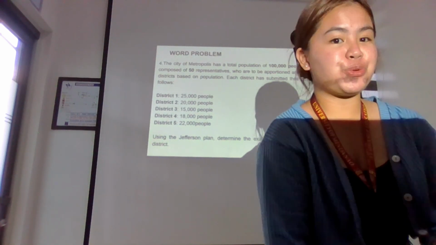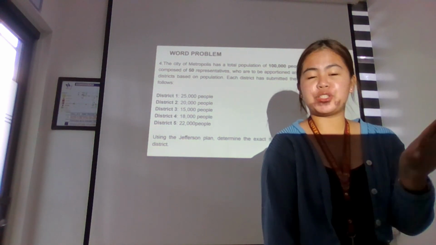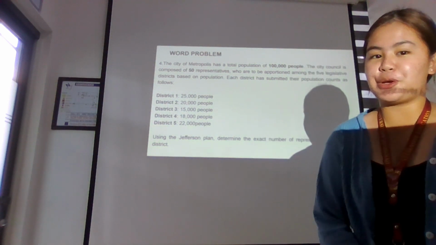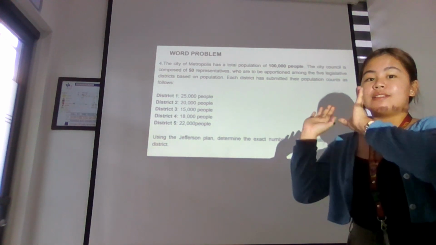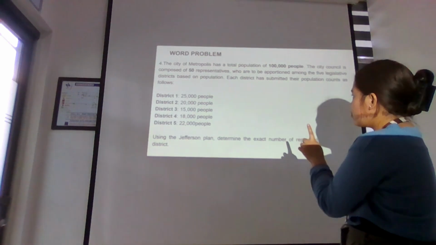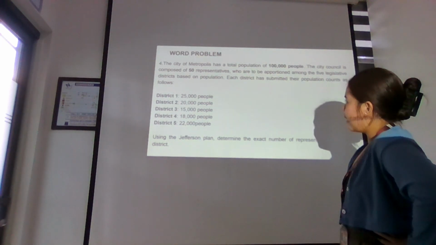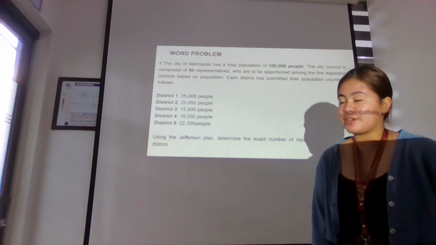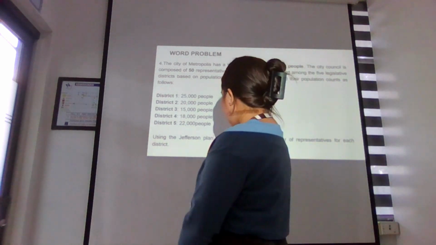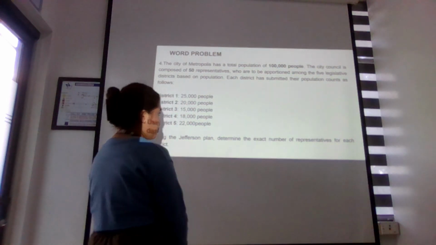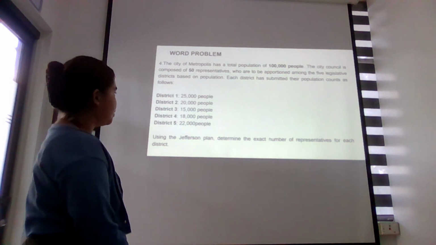Problem number 3 is just too basic for you. So let's go to our problem number 4, which deals with a real life scenario of how apportionment works. The city of Metropolis has a total population of 100,000 people. The city council is composed of 50 representatives who are to be apportioned among the 5 legislative districts based on population. Each district has submitted their population counts as follows.